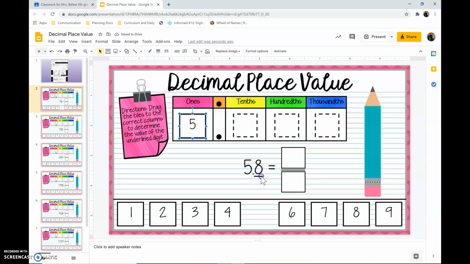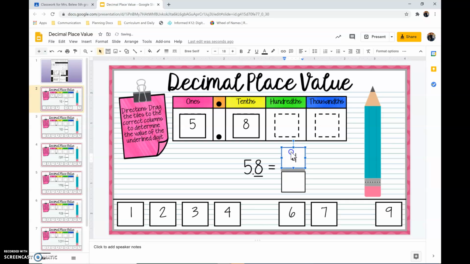And then I have decimal 8. Well, that 8 is in the tenths place. So I'm going to move the 8 right there to the tenths. So 5 and 8 tenths. But I'm not done yet. So here I have to write the underlined digit in fraction form. So this is 8 tenths. So I just click in the box, and the top number is going to be the number that is underlined. That's 8. The bottom digit, the denominator of the fraction, is the place value, tenths.